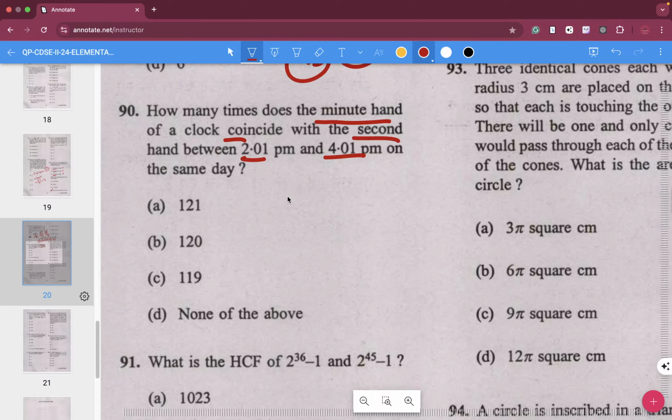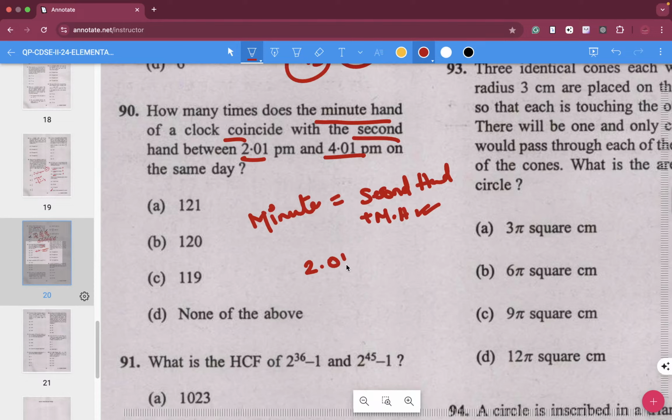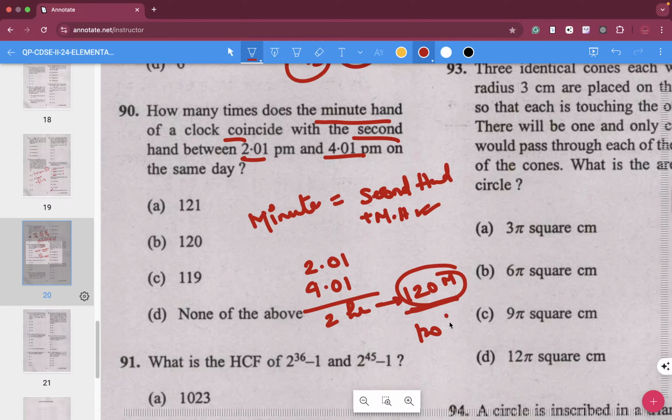The second hand and minute hand will coincide every single minute, isn't it? So between 2 o'clock and 1 minute and 4 o'clock and 1 minute, there is a time gap of 2 hours, which means a time gap of 120 minutes. So one thing is certain: it will meet 120 times for sure.